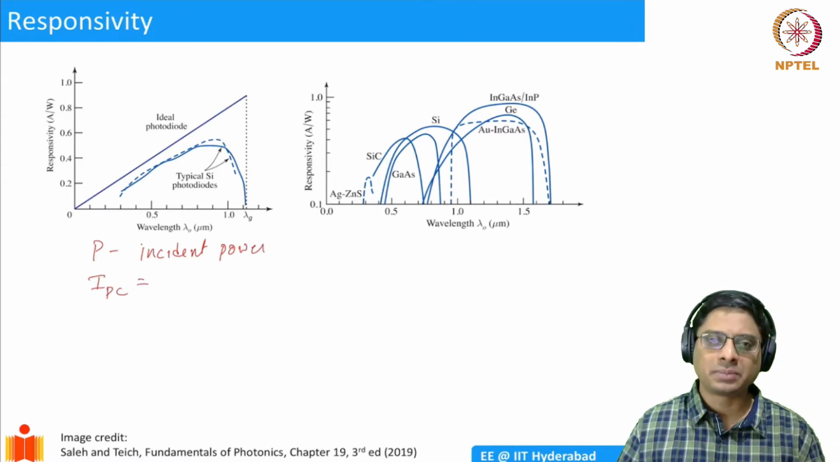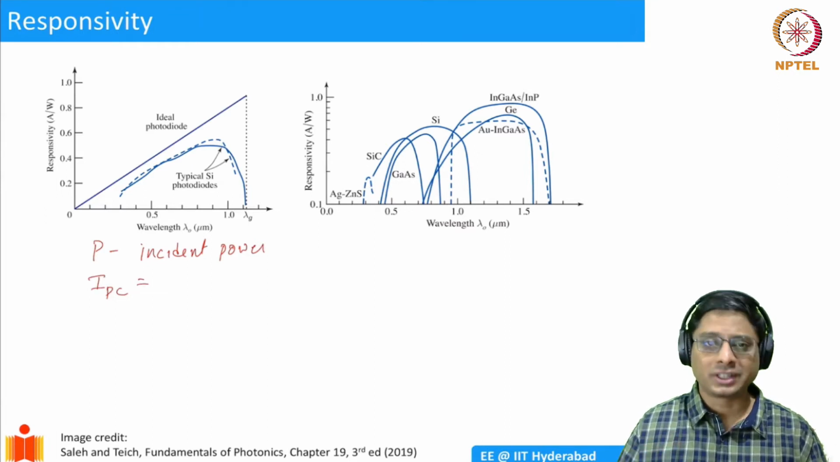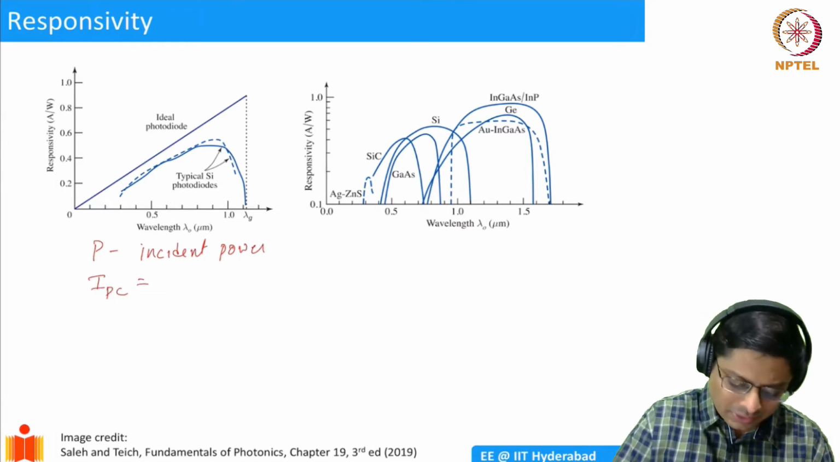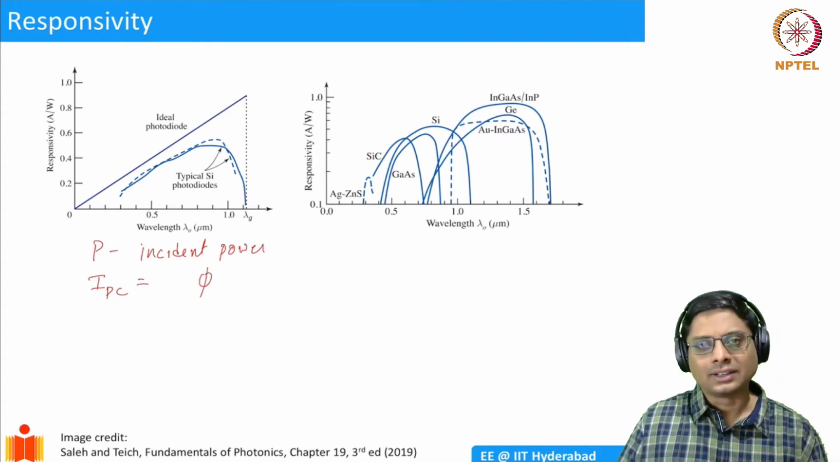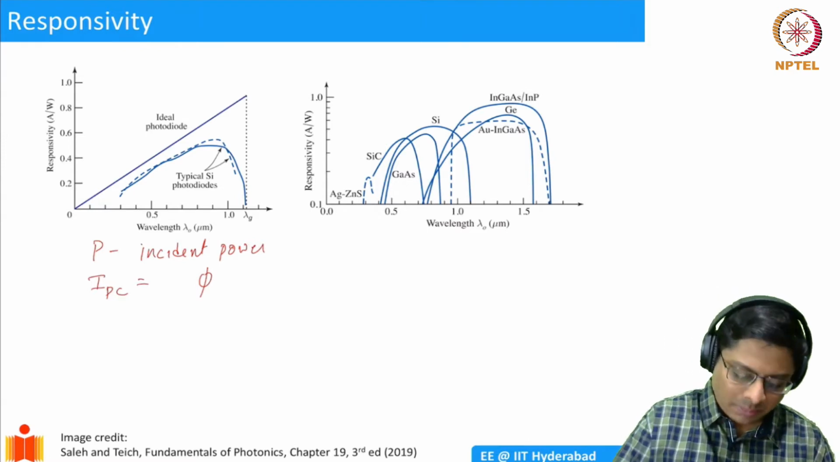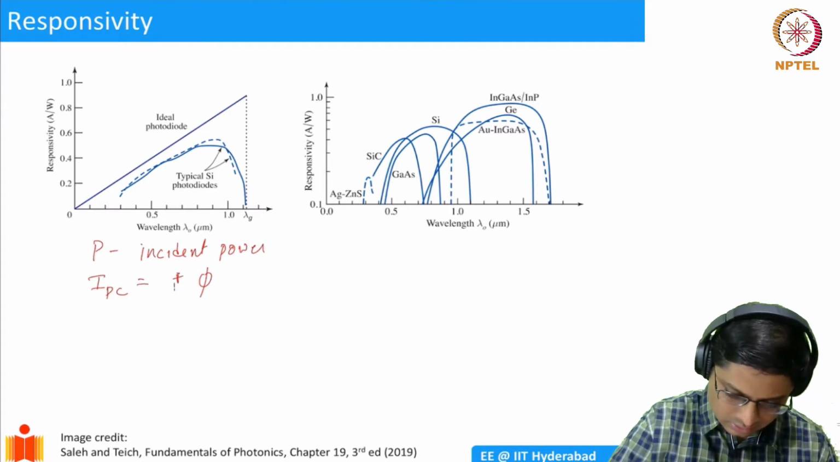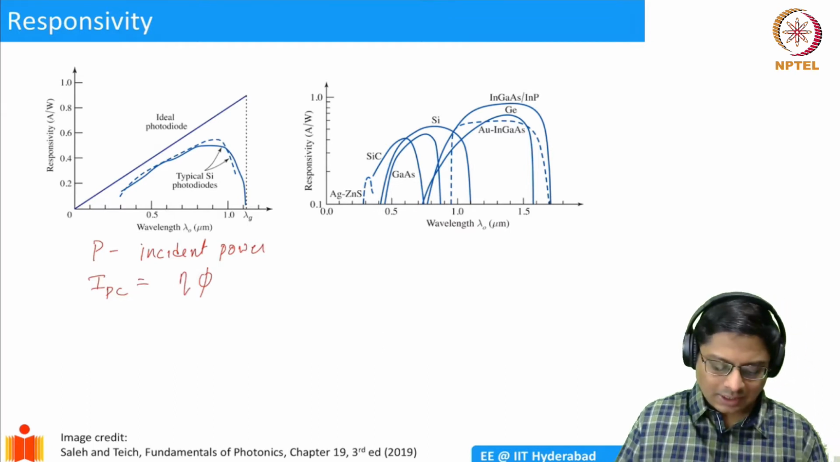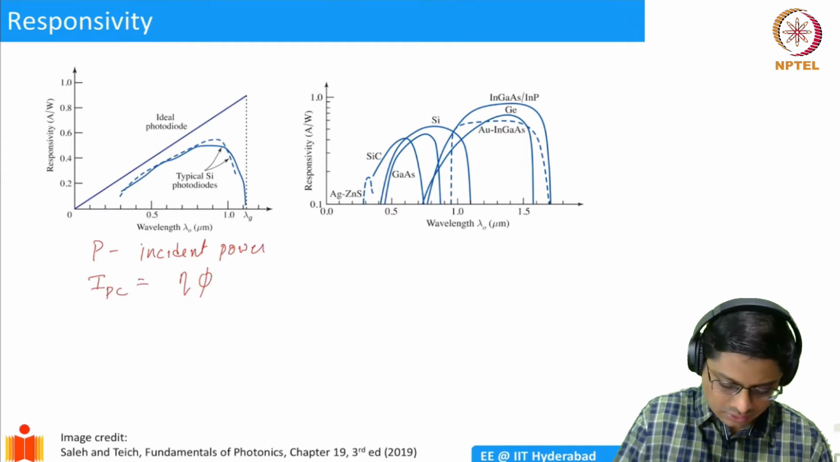Well, if you have an incident power, that is going to have some definite flux of photons. How many photons are there per second? We can compute that. We have done it in the past. I'll call it phi, which is basically the flux of photons. And then not all of them will produce electrons. So to capture that, we will introduce a parameter which we call quantum efficiency, eta. I'll talk about it in a moment. And then, of course, the charge.